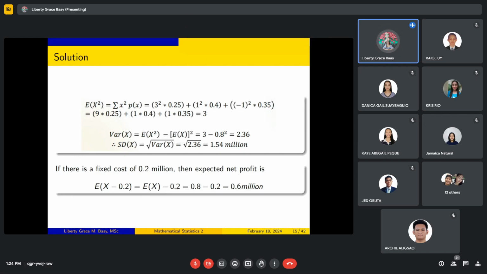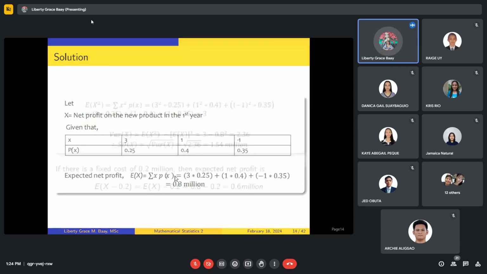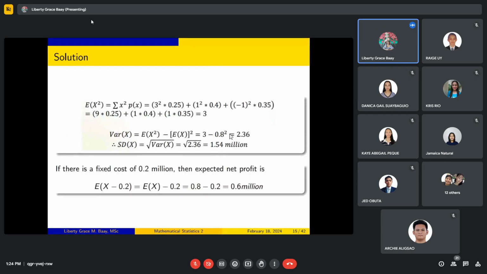So we are going to find the variance of x. The variance of x is equal to the expected value of x squared minus the expected value of x, squared. So we substitute the values we got: the expected value of x squared is 3, and the expected value of x we got earlier is 0.8. So 0.8 squared.